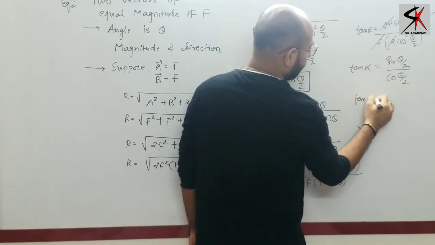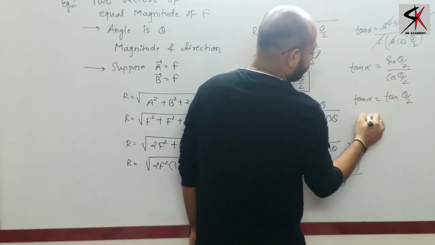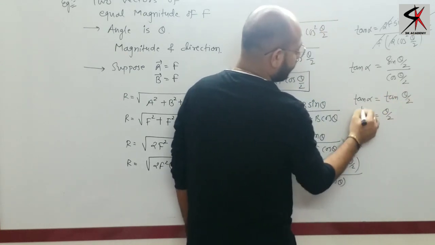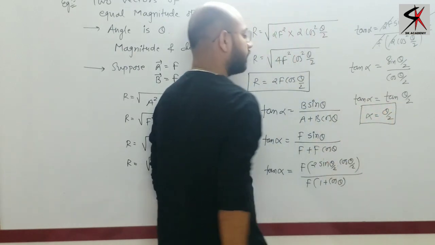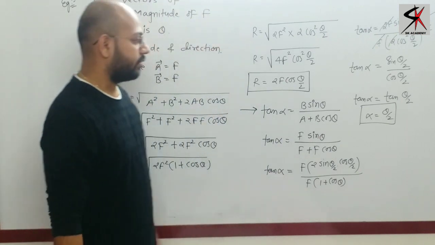Tan alpha is equal to tan theta by 2. So I can write alpha is equal to theta by 2. Okay? Alpha is equal to theta by 2. Now next sum.